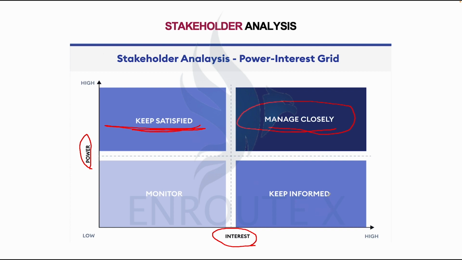Stakeholders with high interest but low power, all you need to do is to keep them informed. Inform them as and when due regularly. And where you have stakeholders with low interest and low power, just keep an eye on them. You monitor them. There are times that the impacted could fall into this category that you monitor.